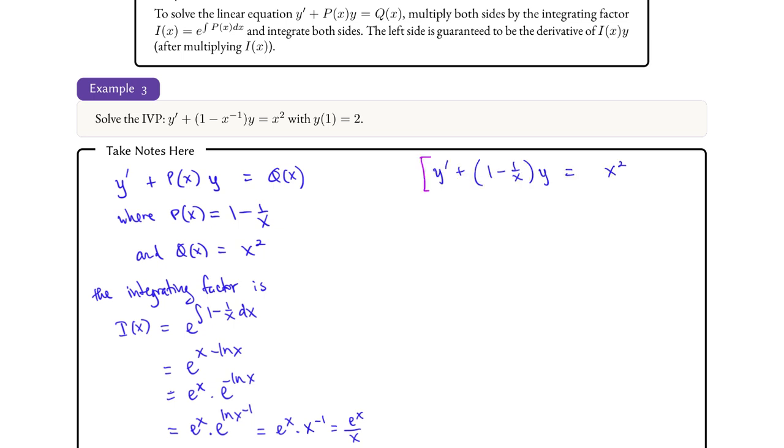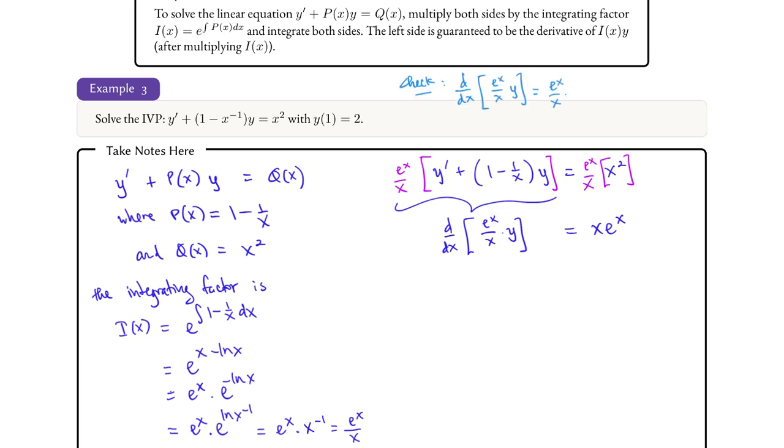We then multiply the integrating factor to both sides of the linear equation in this standard form. And we guarantee that the left-hand side is the derivative of the product of I(x), which is the integrating factor, and y. We can verify this by implicit differentiation.